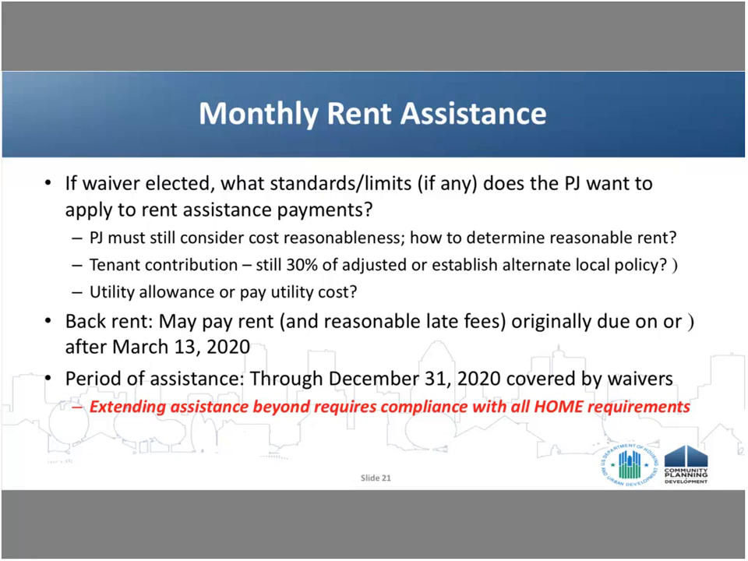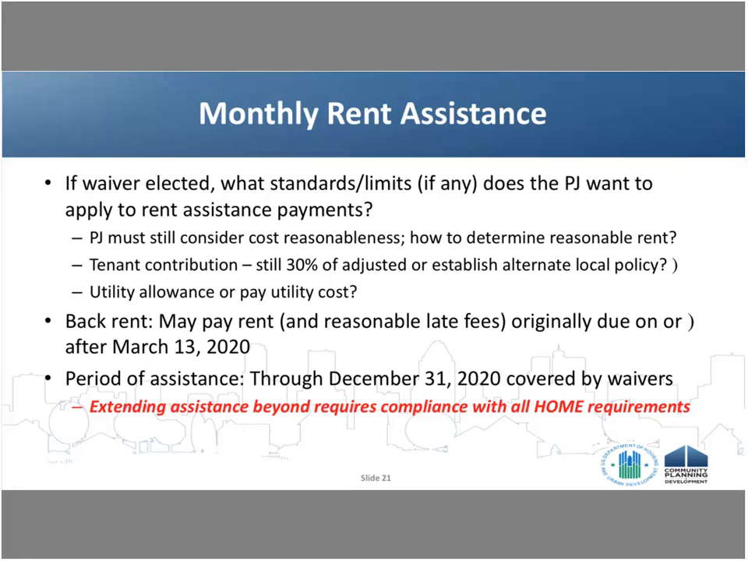There are many folks who are experiencing financial hardship as a result of the pandemic who can still reasonably afford some portion of their rent. And given the limited funding available, it's natural to want to design your program in a way to stretch dollars as far as possible and assist as many households as possible. So it may be that you still want to use the normal metric of having the tenant contribute 30% of their adjusted income towards their rent and utilities, or the waivers give you room to maneuver, potentially establishing a whole different local policy.